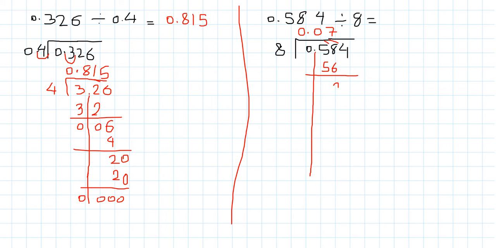It is 2. Now 4 down, ask how many 8 are there in 24? Is 3. So it is 3 times 8 is 24. The answer for remainder is 0, and my answer will be 0.073.